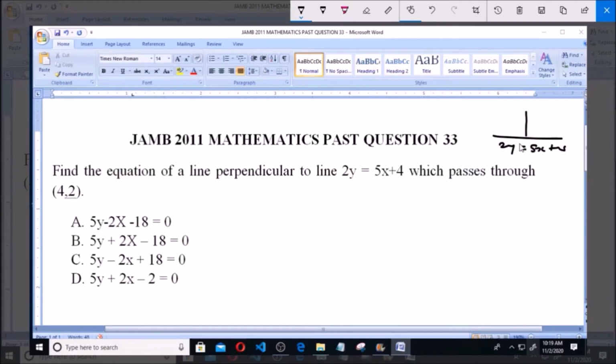Now for line, let's divide our page into 2. So for line 2y is equal to 5x plus 4, we simply have that y is equal to 5x over 2 plus 2, that is dividing both sides by 2 now. Now this is the equation of the line. So the slope for this line, which is line 2y is equal to 5x plus 4.